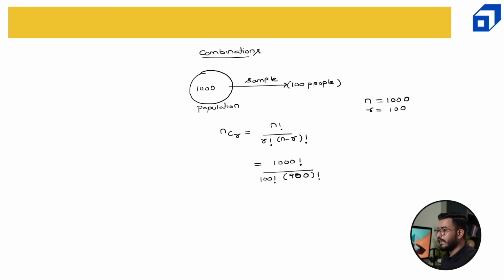If you want to expand a factorial, so if I expand 5 factorial, it will be 5 into 4 into 3 into 2 into 1, which is 5 times 4 is 20, 60 and 120. Similarly, if I try to solve this, 1000 factorial divided by 100 factorial into 900 factorial, you will get 7.53 into 10 to the power 16. So these many combinations are possible. These many ways you can select 100 people from the group of 1000 people.